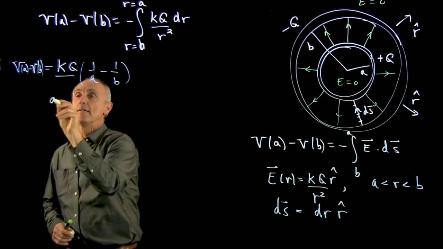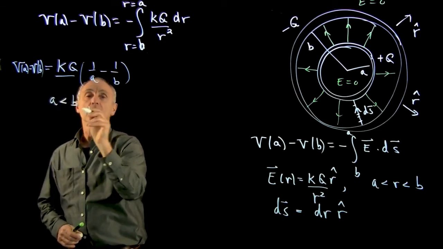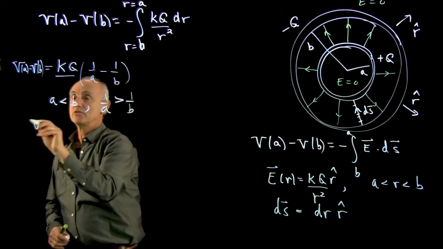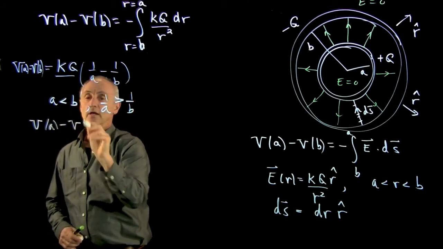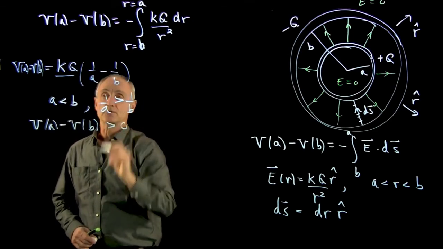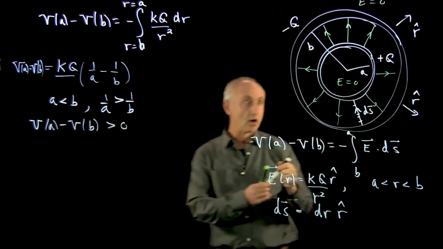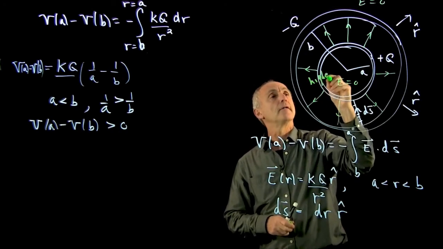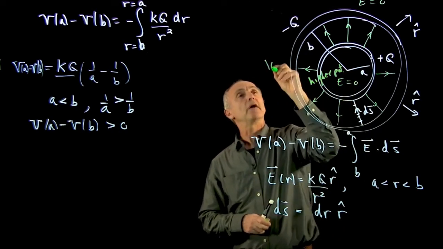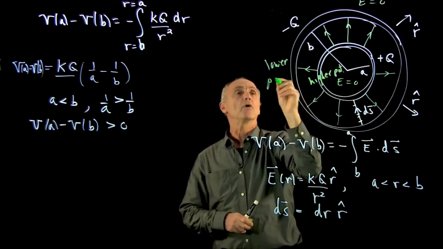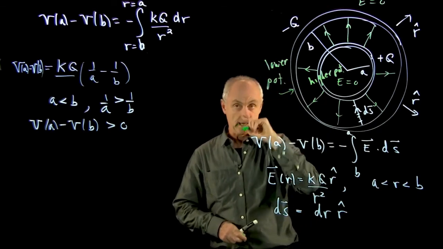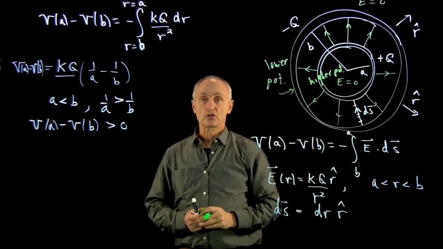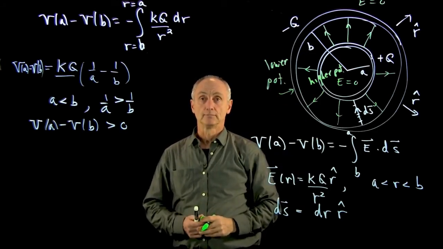And if A is less than B, then 1 over A is bigger than 1 over B. And so we see, as we expect, that the potential difference here is positive. And indeed, our inner surface is at a higher potential, and the outer surface is at a lower potential. And there's the case of two concentric spherical shells that have opposite charges.